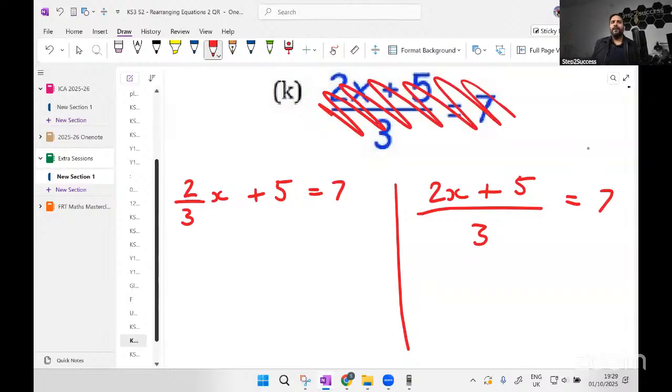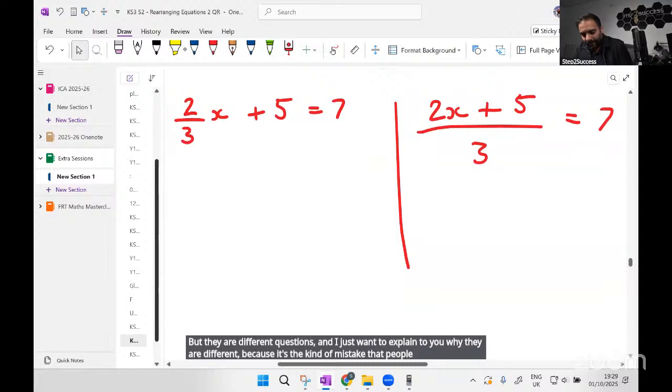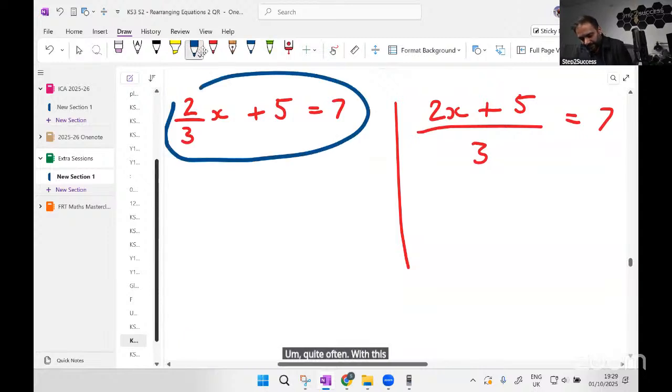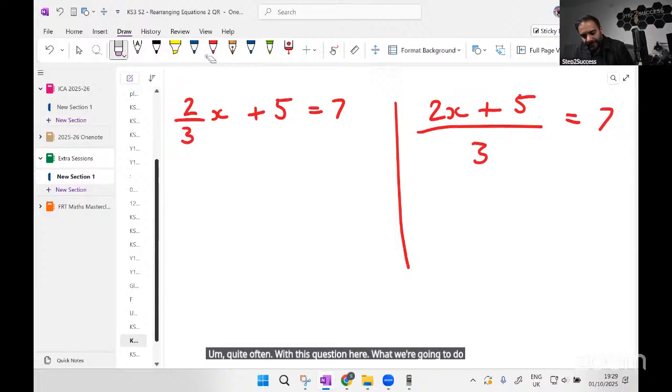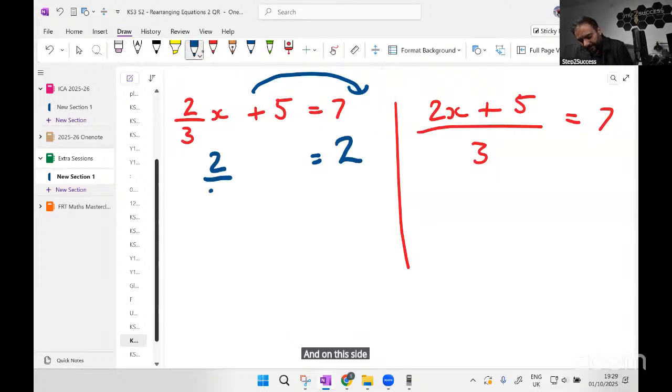Right. The two questions you are looking at have the same numbers. There's a 2, a 3, a 5, a 7, and an X. But they are different questions, and I want to explain why, because it's a mistake people make quite often. With this question, we first take away 5, because it is by itself over here. So I'll have 7 take away 5 on this side, which is 2. And on this side, we've got 2 over 3x.